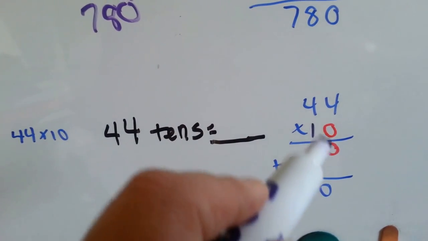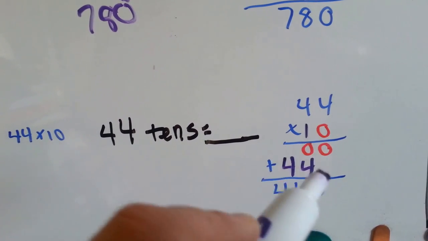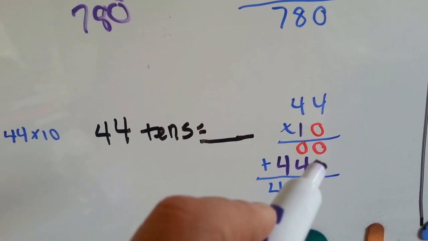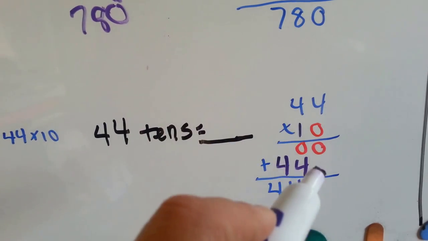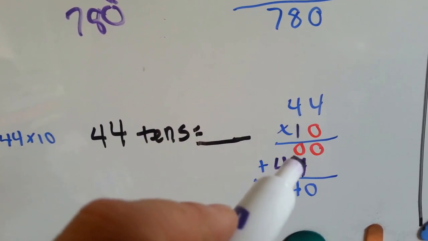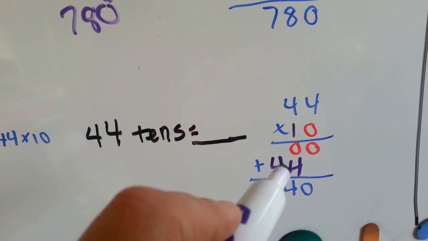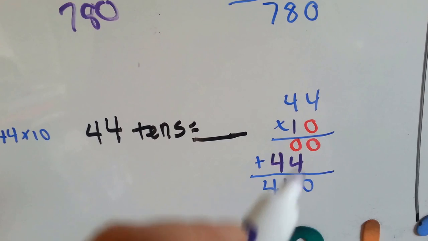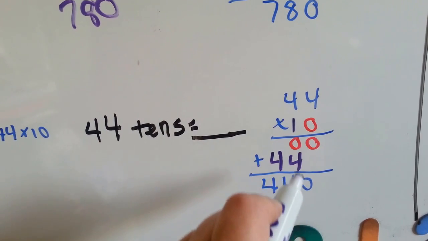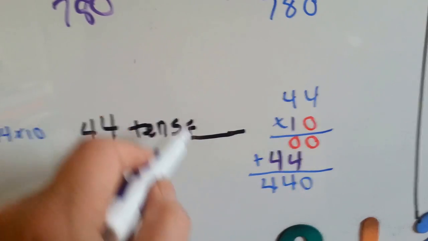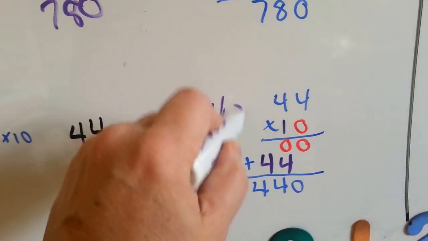Now, because we multiplied the ones place, we're going to multiply the tens place, so we have to be in the tens place. That's why we're ignoring this spot. We already did the ones. Now that we're multiplying in the tens space here, we're going to put our answers starting in the tens space. So 1 times 4 is 4, and 1 times 4 is 4, and then we add them. That's 0. 0 and 4 is 4, and we drop the 4 down, and our answer is 440.